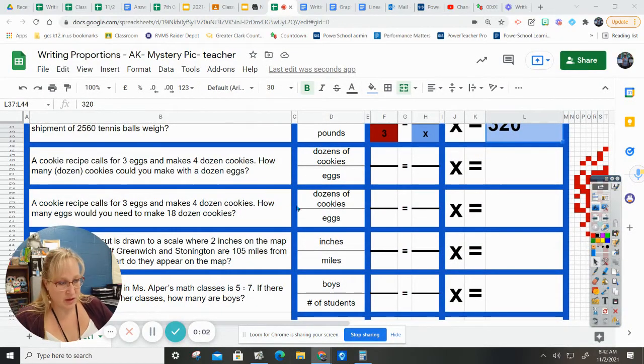Okay, we are doing, let's see, we've done 1, 2, 3, 4. This is 5 and 6 of our writing proportions mystery pick. We are going to start by reading the problem and setting up our proportion.